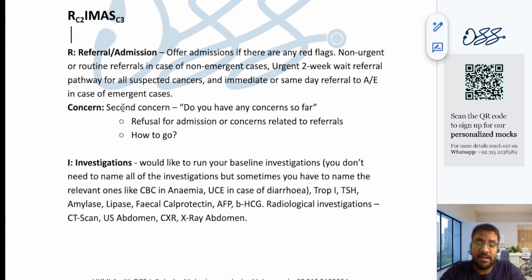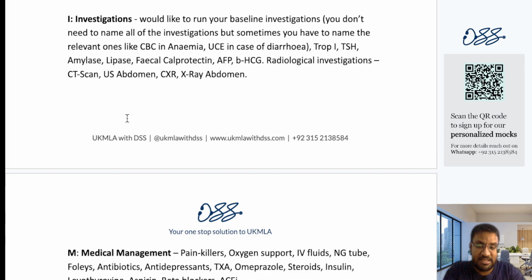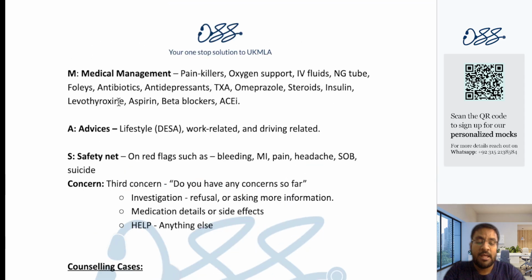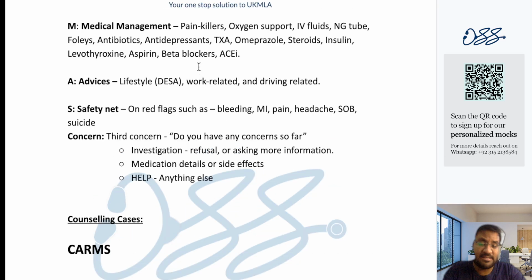The first and foremost thing that you want to do in an emergency case is to admit the patient, so offer the admission. If the patient is in the GP surgery, then offer a very quick and immediate referral to the A&E. Once the patient is admitted or is in the A&E, then you can talk about the investigations, then the medical management, and then the advices and the safety netting as well.